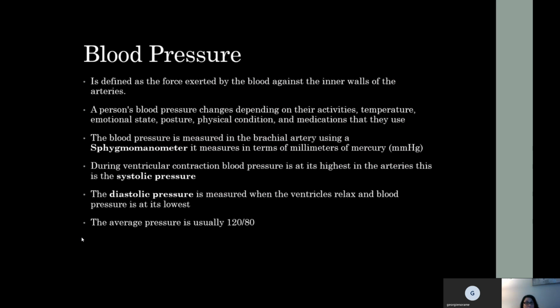And then, let me check, 25, okay, we're good. So we're going to move on, and we're going to talk about blood pressure. So you're thinking, okay, well, we've already talked about blood pressure. Well, yes. Blood pressure is defined, though, and this is a term you need to know, as the force exerted by the blood against the inner walls of an artery.